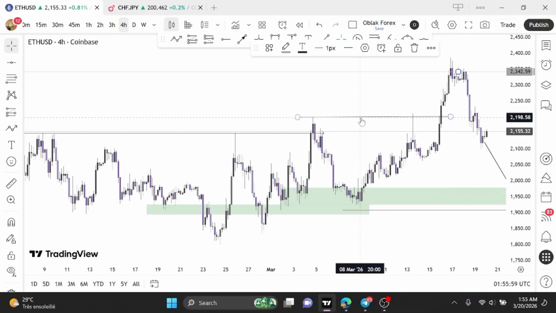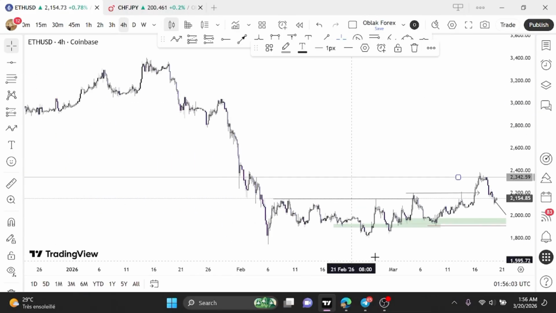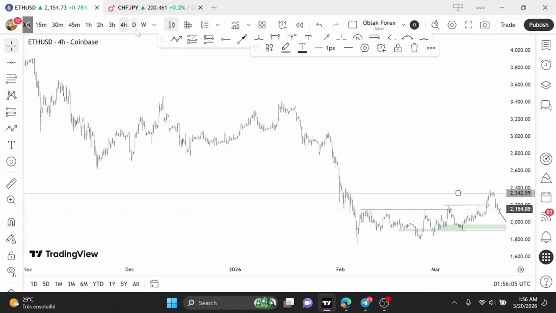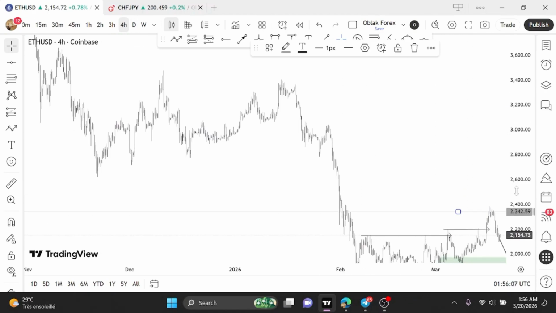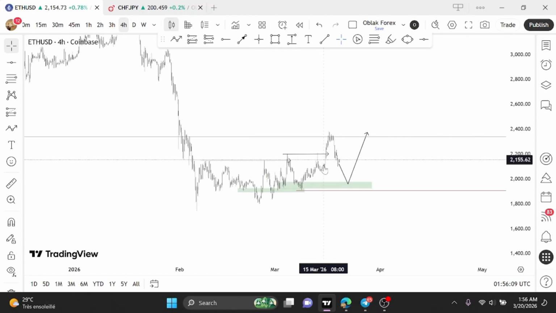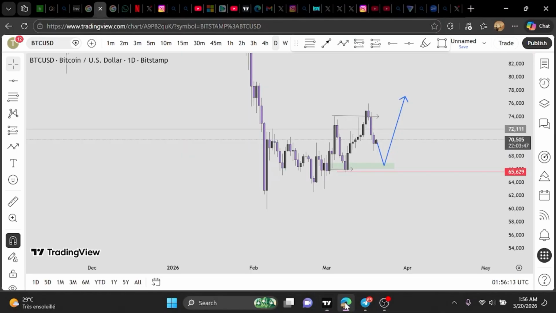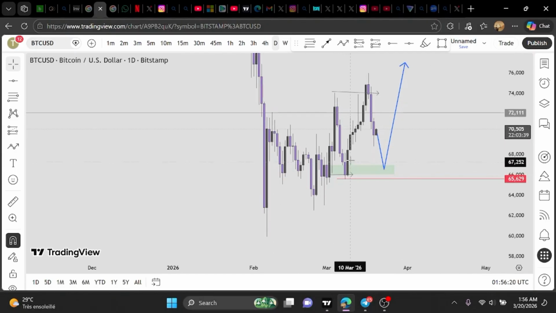Remember, I'm using the 4-hour time frame, so I'm going to consider this high right here. If I'm to consider that high, then I'm no longer interested in this buy here. That means I'm not going to be buying Bitcoin from this level. And you can see on the daily time frame, we cannot really spot the liquidity on Bitcoin.